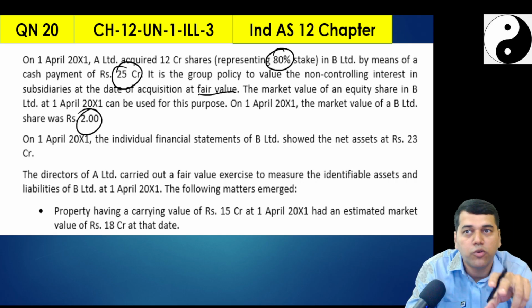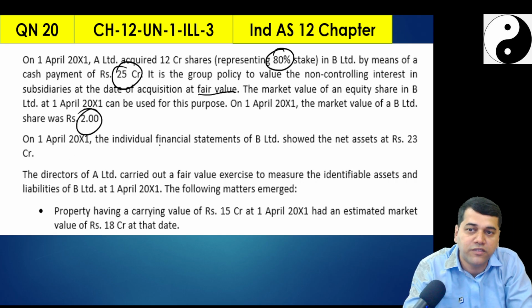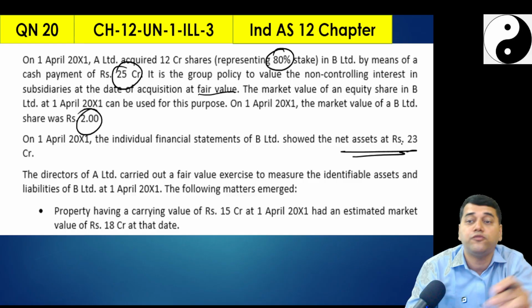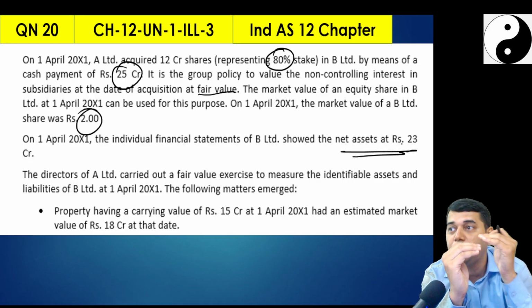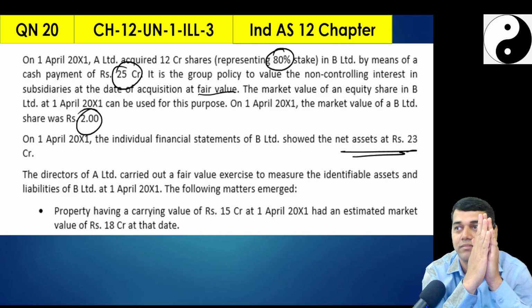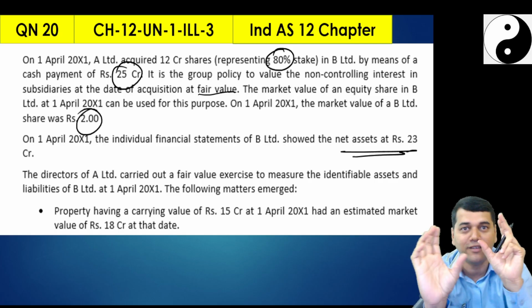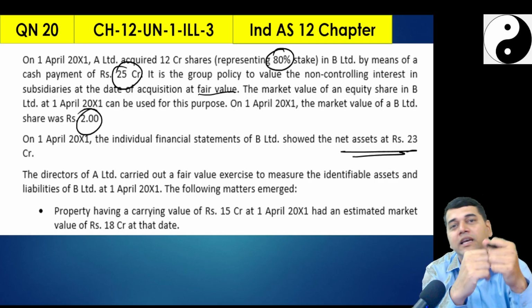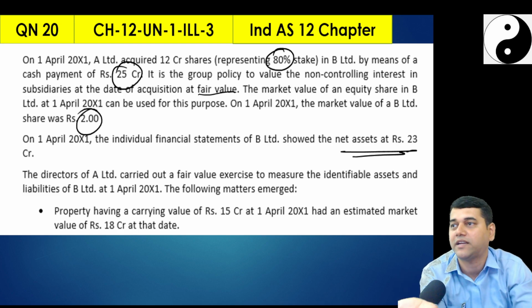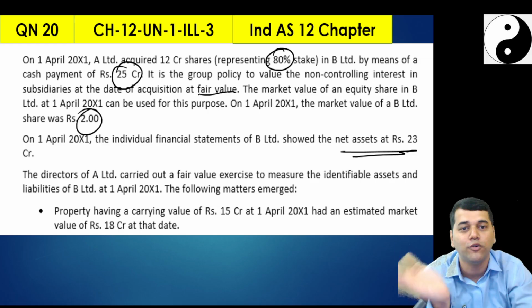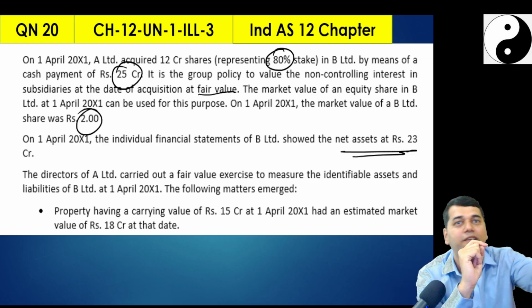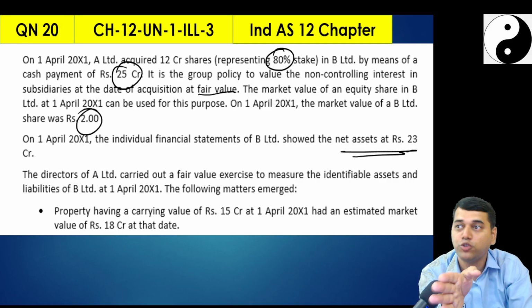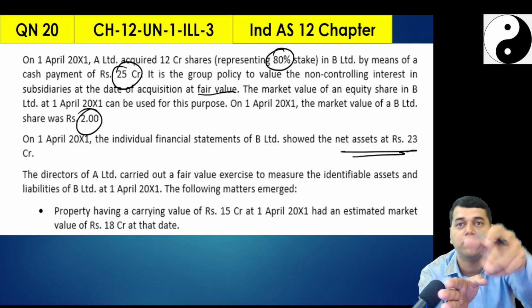Now let me talk about the fair value of the net assets. On 1st April, the individual financial statements showed a net asset of 23 crore. Oh, they didn't give me the breakup this time. They showed me the net asset value only, book value only. Maybe it is sitting with the deferred taxes also, God knows. They have not told me the breakup there. So this time I cannot take the approach of fair value minus tax base. I am forced to go with the book value approach.